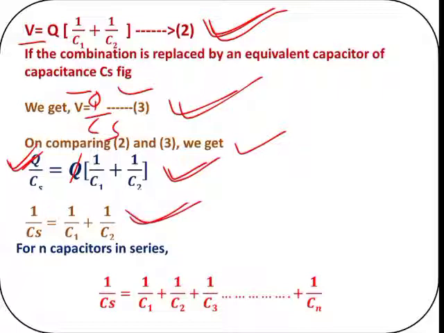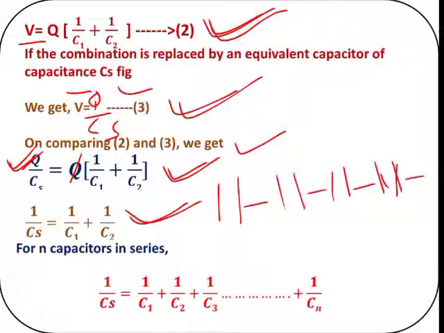This is for only 2 capacitors. So we can consider different capacitors in this way. We can connect many capacitors in series. So for n number of capacitors in series, how do we write the expression? 1 by CS is equal to 1 by C1 plus 1 by C2 plus 1 by C3, and so on up to plus 1 by Cn. N means it is an integer. I hope you understood this derivation. This is a very simple and easy derivation, which is very, very important for your exam.